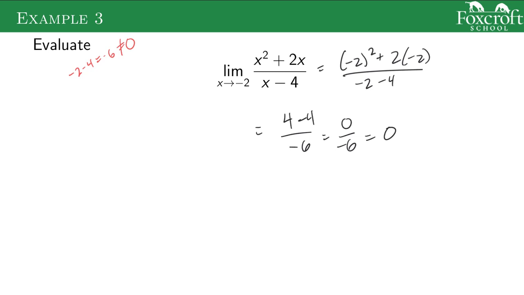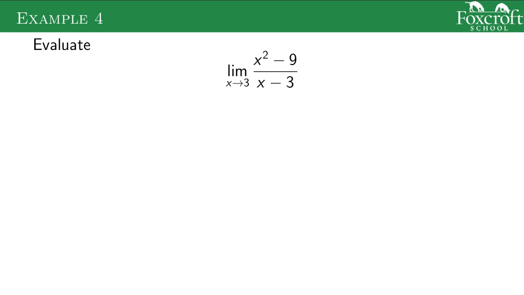Sometimes students get scared when they get this 0 on the top. 0 on the top of a fraction is perfectly fine. 0 divided by a number is just 0. The problem is when 0 would be on the bottom. If we had the same example and it was flipped, that would be a problem. But since 0 is on the top, we just get 0 as our final answer.